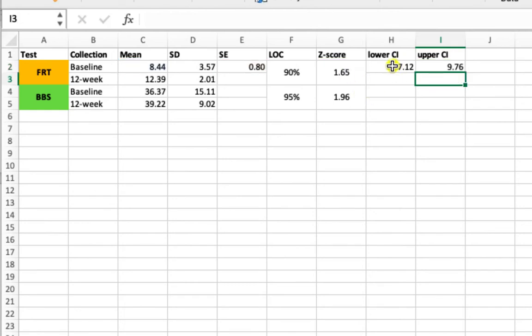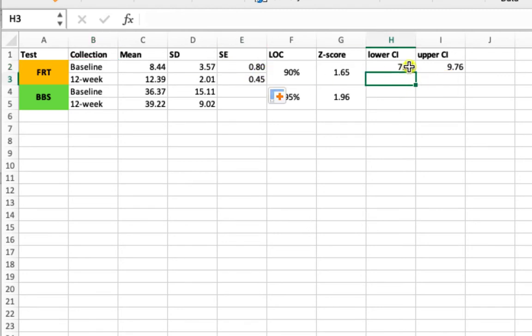And then we can see that we could expect our true population mean for individuals who have not been exposed to an intervention, so this is essentially our control group, right? Individuals with stage 3 Huntington's disease should be expected to have a true population mean that lands somewhere between 7.12 and 9.76 centimeters.